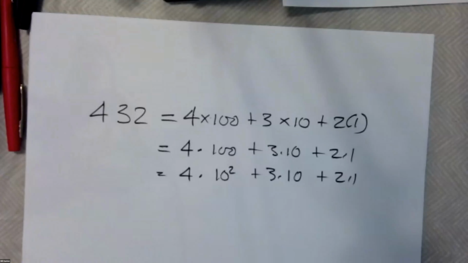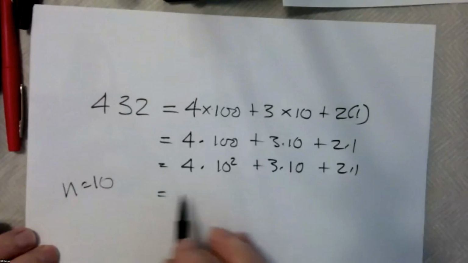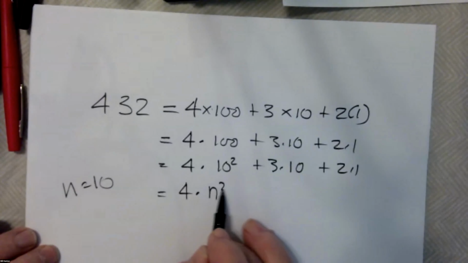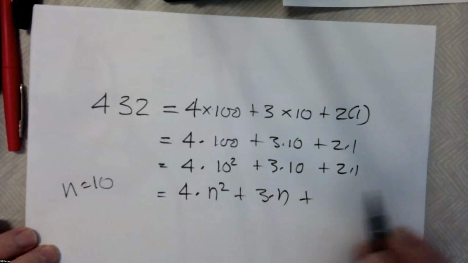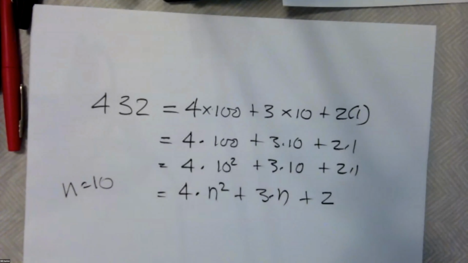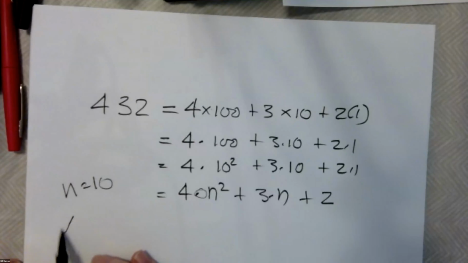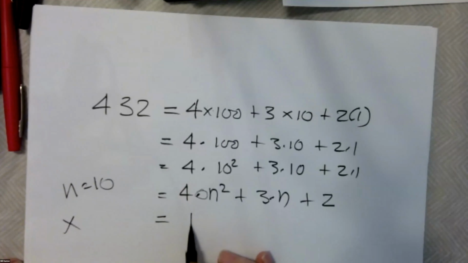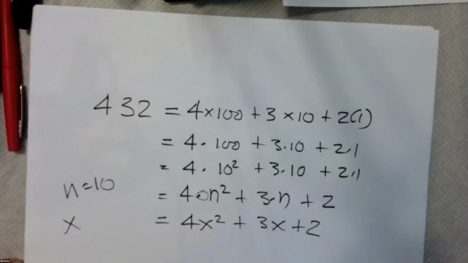And then we might say to them, let's let n equal 10. And we rewrite this as 4 times n squared plus 3 times n plus 2 times 1. And then we get to a class like algebra, and we say we're not going to use the dot anymore, and we like to use x's. So we're going to rewrite this as 4x squared plus 3x plus 2.